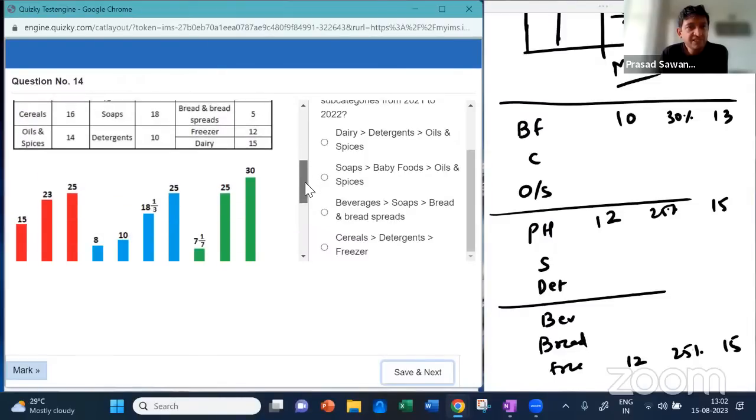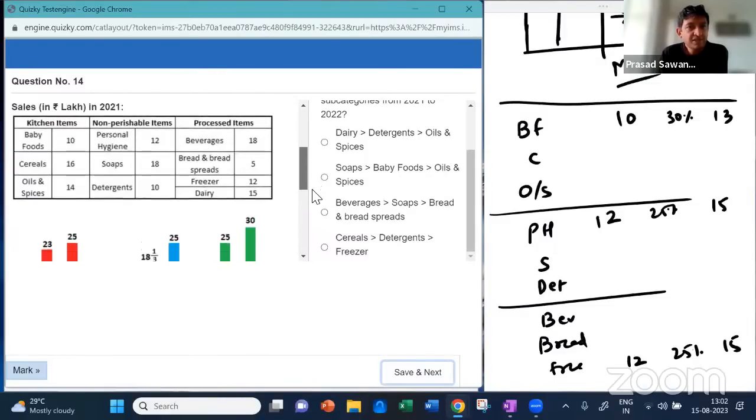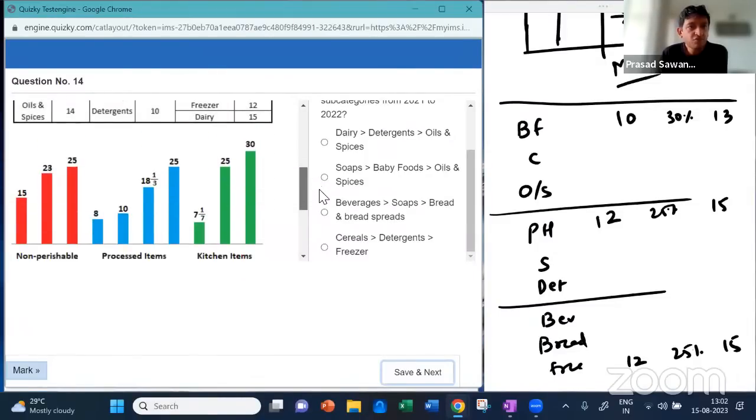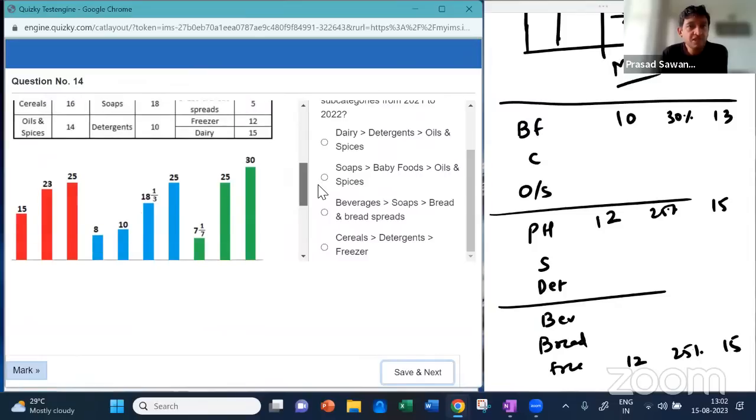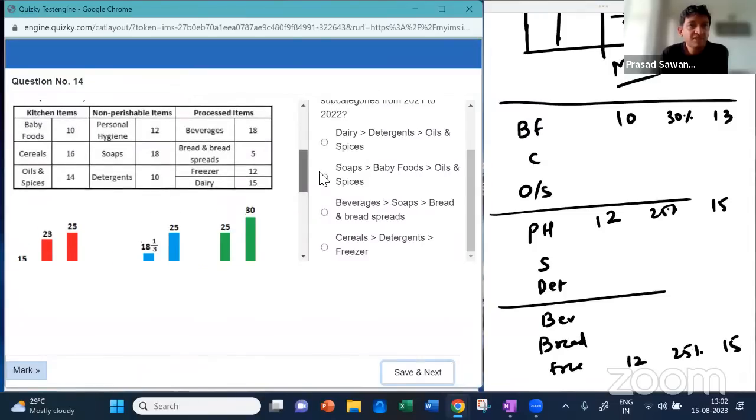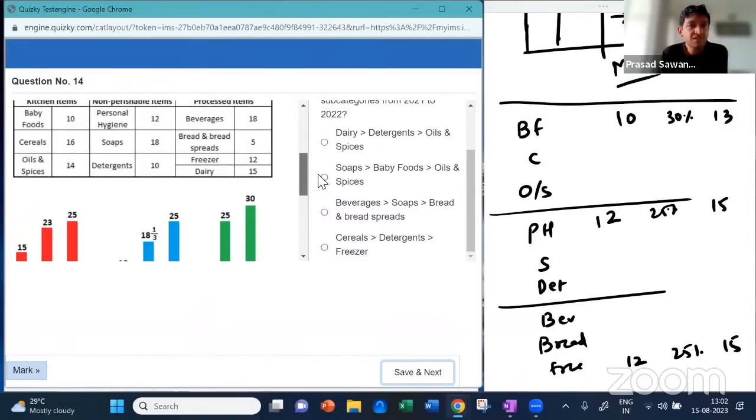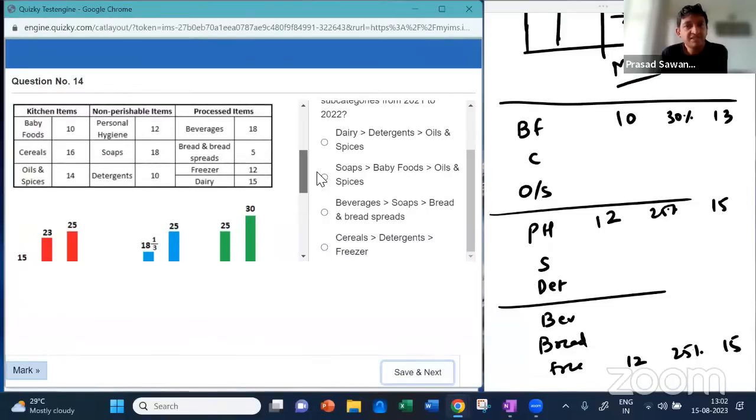Beverages कहाँ पे है? Beverages is 18 and beverages processed items would have grown by 18 by 1/3 because it's a multiple of 3. So 55 by 3, 6s are 55 into 6, 33 कुछ हो गया नहीं, 3.3 से ग्रो हो गया होगा, आई थिंक। 3.3 से ग्रो हो गया होगा. So that can't be the case, right?